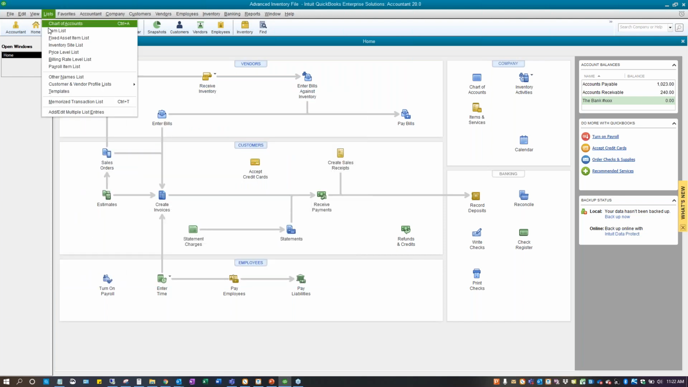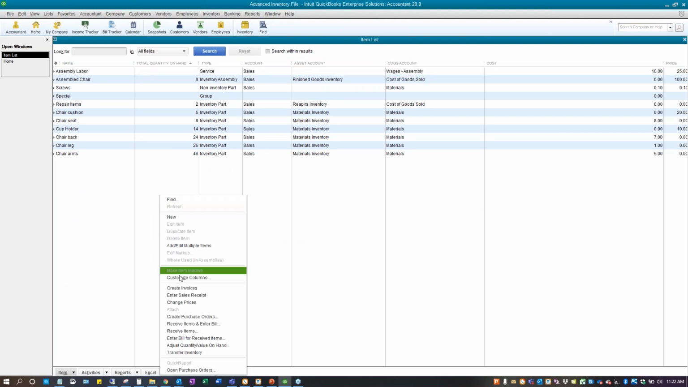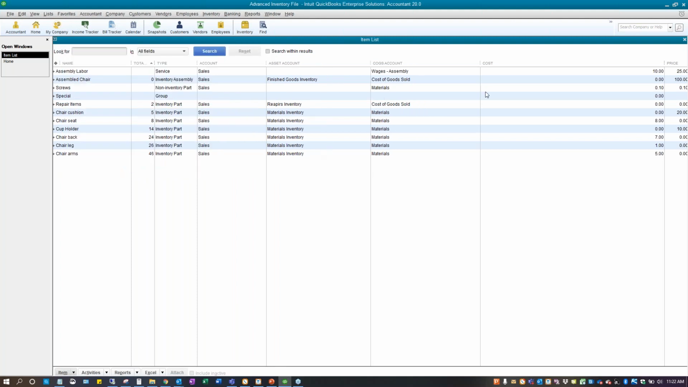And then we have our item list. Keep in mind that any list screen is totally customizable by right-clicking, and you can customize the columns that you want to see. You may think that I have some magic here because mine doesn't look like yours. It's only because I customized what I wanted to see on this list.